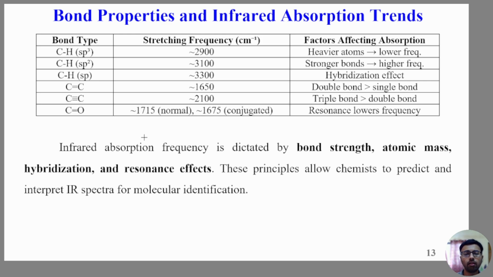Let us summarize today's key ideas. We modeled a diatomic molecule as a mass spring system. Using Hooke's law, we derived a relationship between vibrational frequency, bond strength, and atomic mass. From this relationship, we established two important rules. Stronger bonds vibrate at higher frequencies, heavier atoms vibrate at lower frequencies.